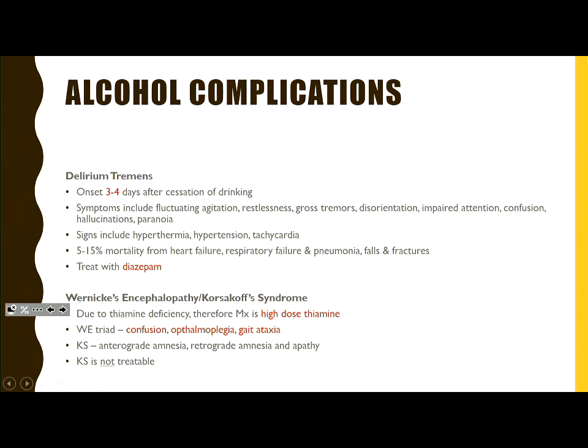So the triad for Wernicke's encephalopathy is confusion, ophthalmoplegia, and gait ataxia. Learn those three, and that way if you get a STEM MCQ, they're always going to mention those three things, or two of them, plus a really clear history of alcohol abuse. And so you want to give high-dose thiamine.